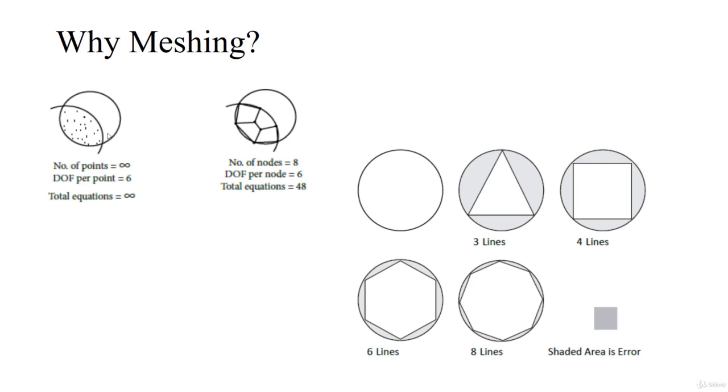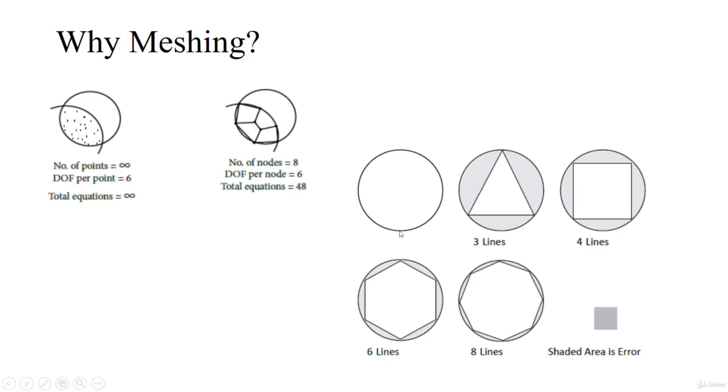No. So that is why we need to convert these continuous systems into a set of discrete systems, or say nodes and elements, in order to solve the problem easily. For example, here we have converted this particular system into a system that contains only 8 nodes, and we have 6 degrees of freedom for 8 nodes, so the total number of equations to be solved is 48.